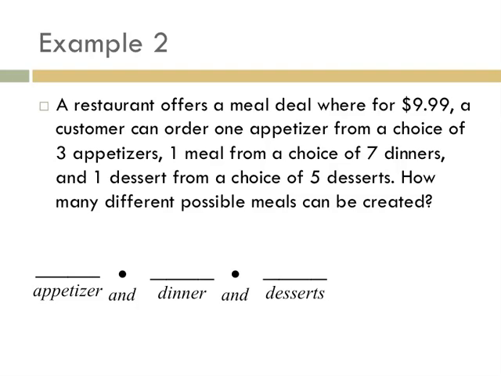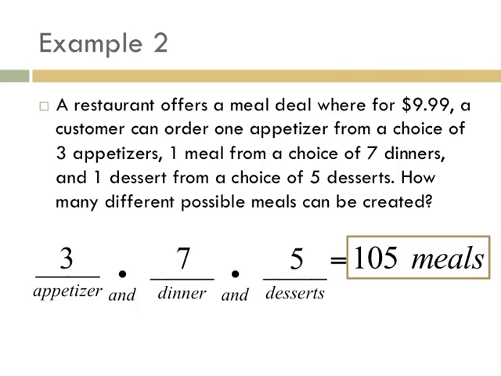Now we want to know how many different possible meals you can create. Well, how many options are there for appetizers? There are 3. For dinners, 7. And for desserts, 5. So 3 times 7 times 5. Those are all the different ways that you can come up with a different meal. And so this comes out to be 105. So there are 105 different meals that can be created from the 3 appetizers, 7 dinners, and 5 desserts.